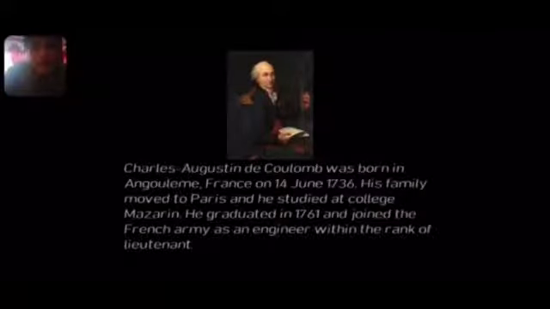Hi, good evening. My name is Muhammad Afiq Zafar Ishaq. I want to explain about Charles Augustin de Coulomb's history. Coulomb was born in Angoulême, France, on 5th June 1736, and his family moved to Paris, and he studied at the College Mazarin, and graduated in 1761. He joined the French army as an engineer with the rank of lieutenant.